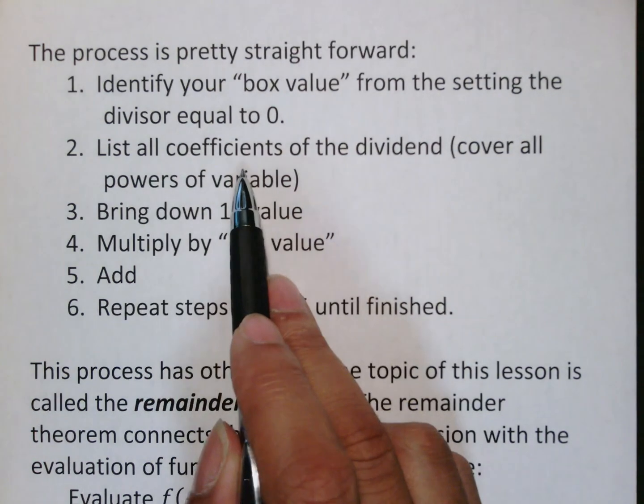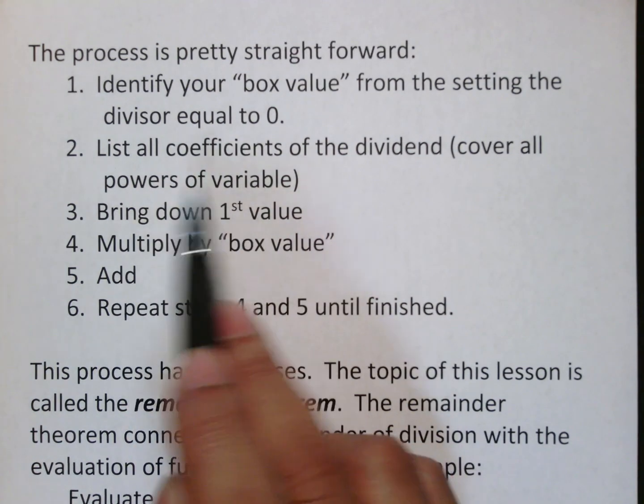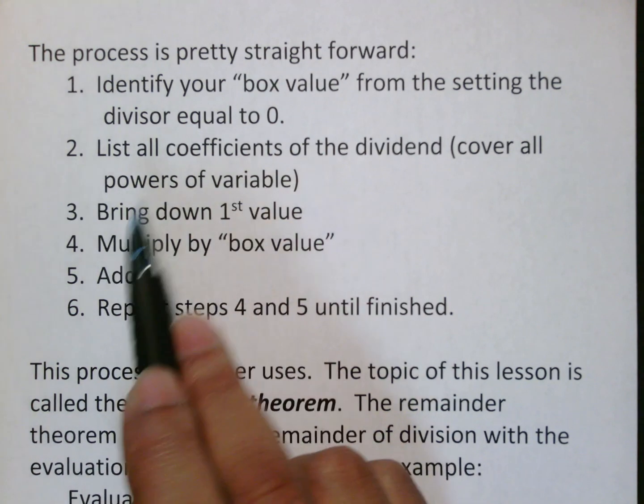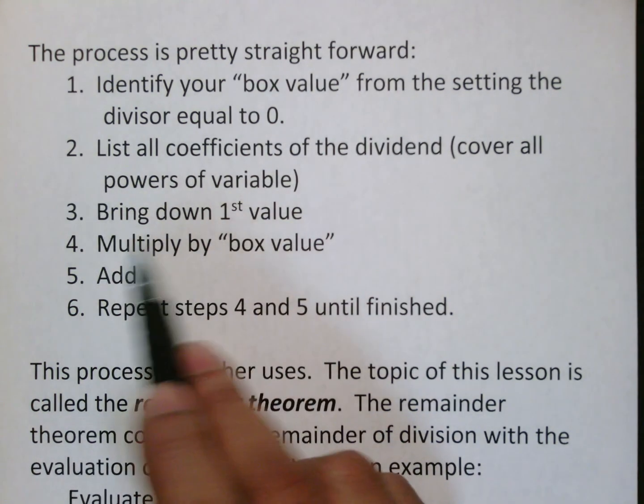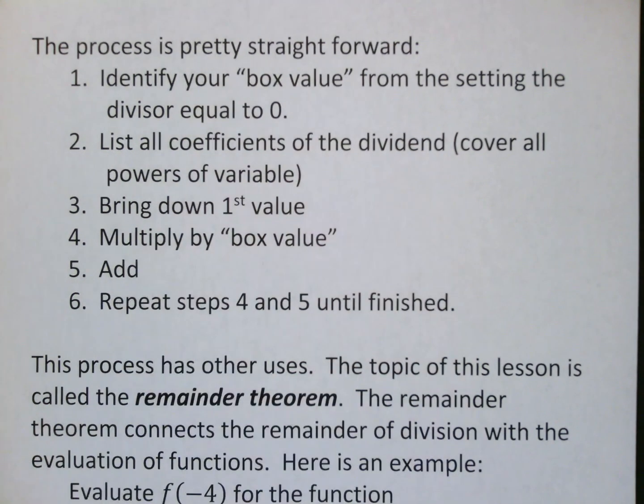List all the coefficients of the dividend. Remember to cover everything. Don't leave any powers out. Bring down the first value. Multiply. Bring down the value. Bring down the value. Multiply. Add. Multiply. Add. Multiply. Add until you've got everything done.